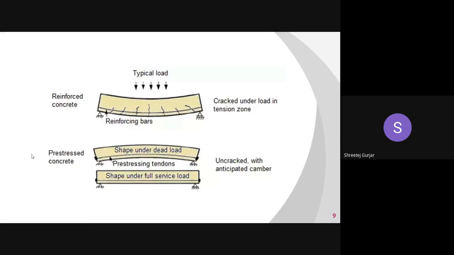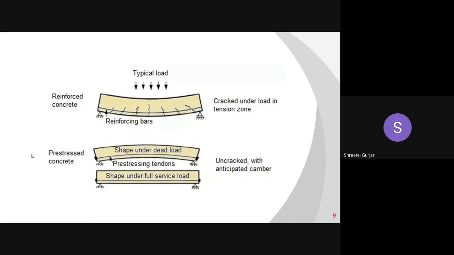Okay, so coming to pre-stressed concrete in the below image, we can see after the pre-stressing is transferred to your concrete, it has attained a shape of hogging in nature. Okay, so it has deflected upwards, shape under dead load, meaning that it is not under service. It has only dead loads, or its self weight is acting on it, and there are no external loads acting on it until now.